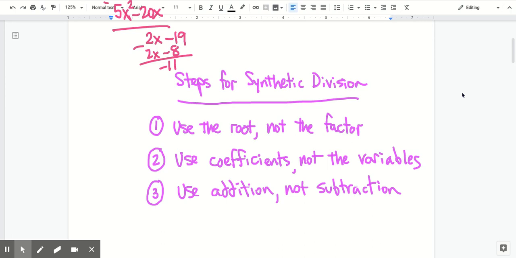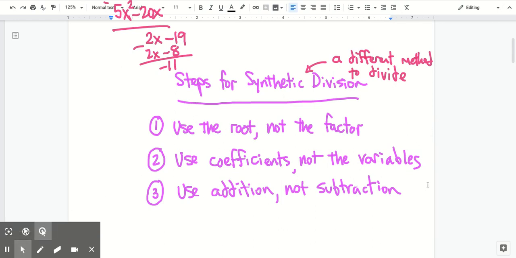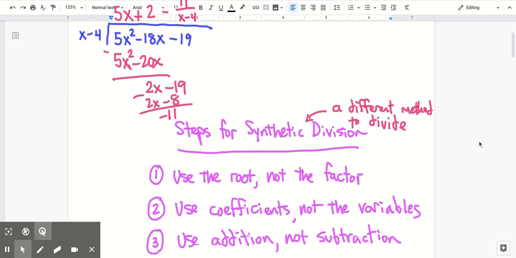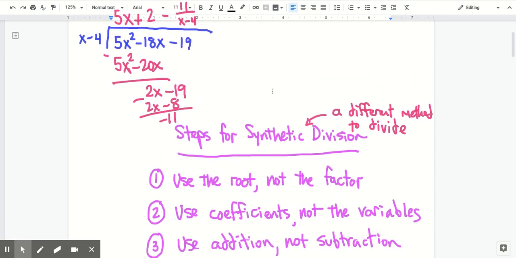And a little comment I'm going to make on the side of this right here is that synthetic division is just a different way, or a different method, to divide. It's just an alternative to long division. And these rules right here are fine. I will explain them. It's kind of just easier to jump into the problem, I think. So I'll explain those rules as they come up in this example.